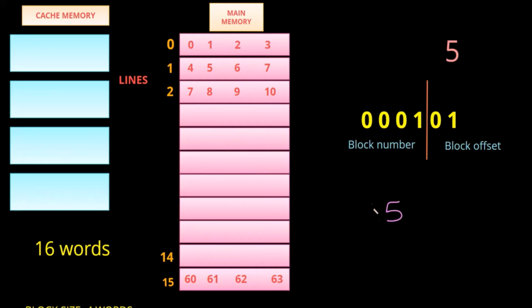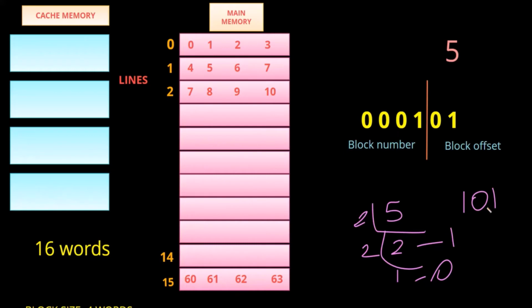If we take 5, 2 2s are 4, and remainder will be 1. So 2 1s are 2, remainder will be 0. So 1 0 1. Since it's in 6 bit, 1 2 3 4 5 6. So the number 5 in 6 bits, it will be denoted like this. Okay, that's the same thing here.